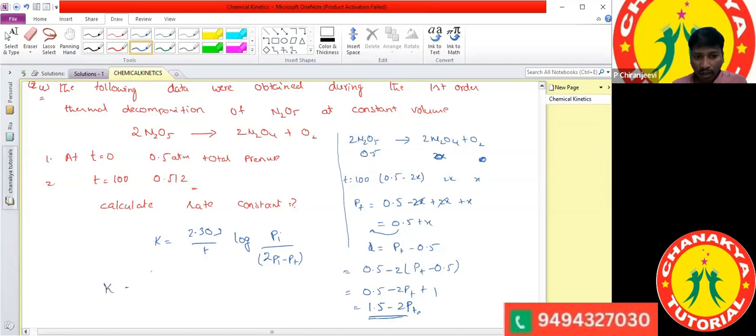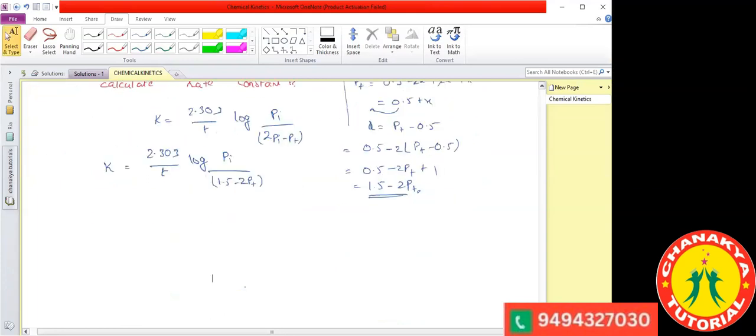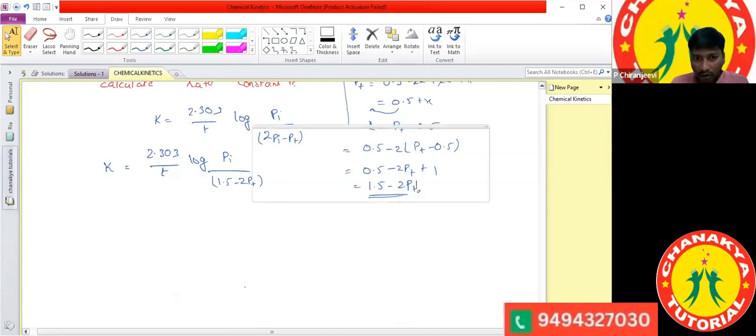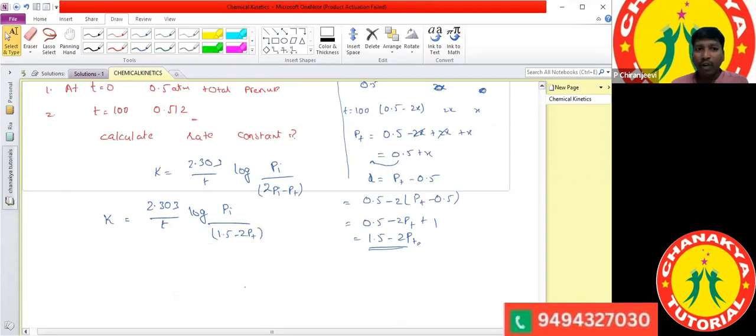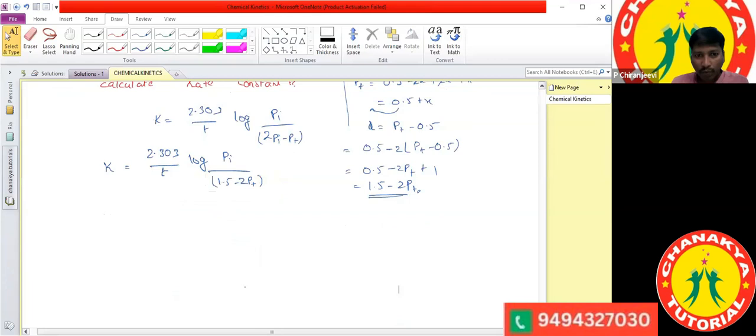So how can we write the formula? k is equal to 2.303 divided by t, log of P initial by 1.5 minus 2 Pt. Already the Pt value they had given. What is the Pt value they had given? 0.512. Okay, Pt value they had given as 0.512.